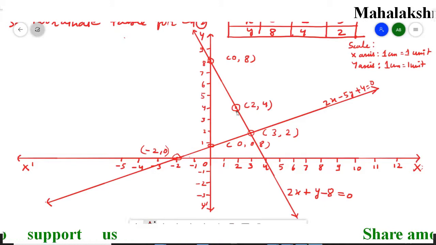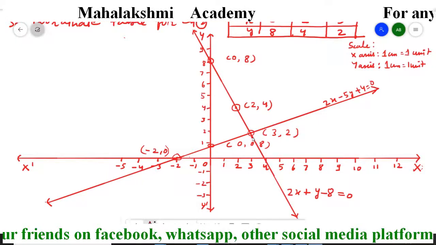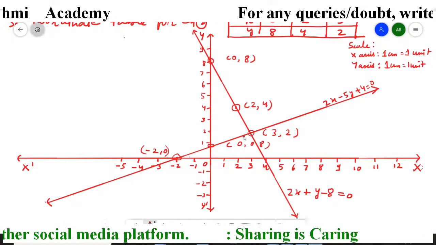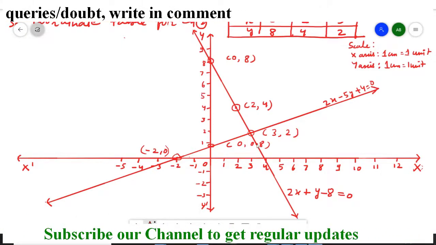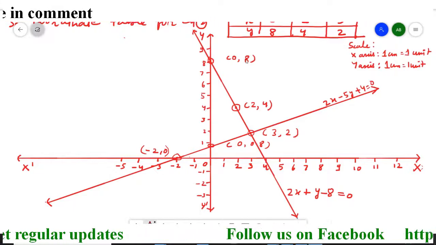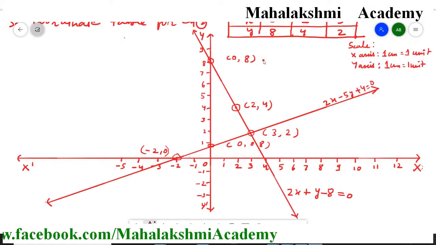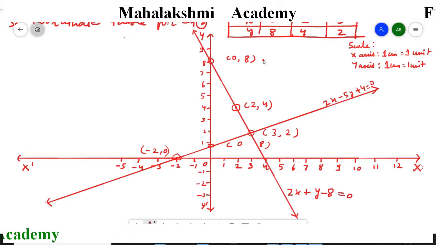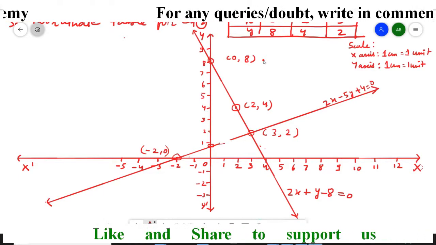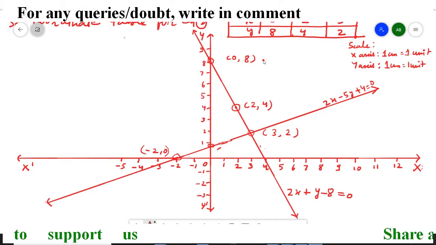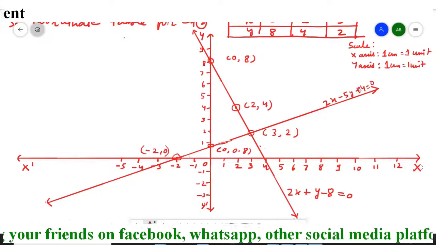So when we joined the 3 points, we got the second equation also. So you can see that both the lines intersected each other at 3, 2, and on y-axis, first line intersected at 0, 0.8, and second line intersected at 0, 8. So this coordinate is 0, 0.8. So now we'll write down the conclusions.